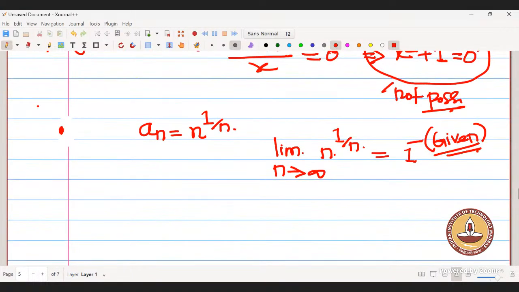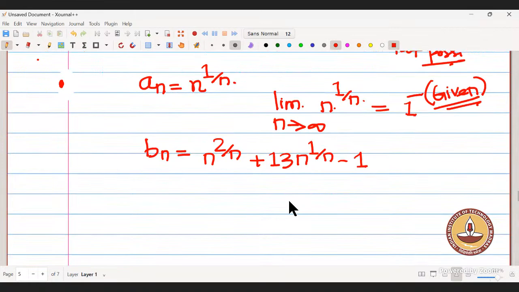So what you need to do is find the limit of this new sequence, b_n, which is a_n to the power 2 by n plus 13 times a_n to the power 1 by n, minus 1. What is your target now? You need to find the limit of this b_n. Now you tell me what is the limit of this sequence.